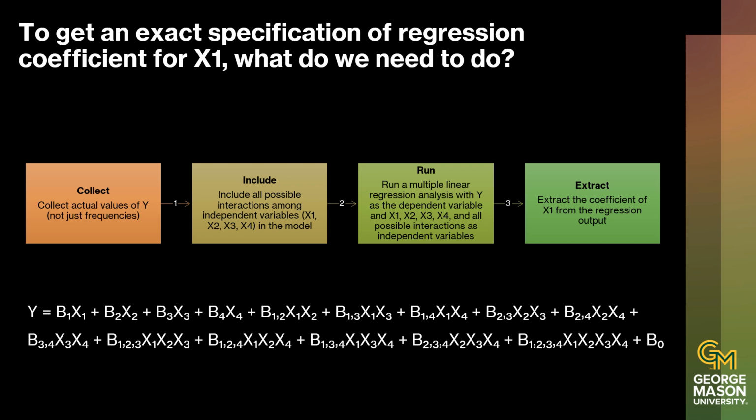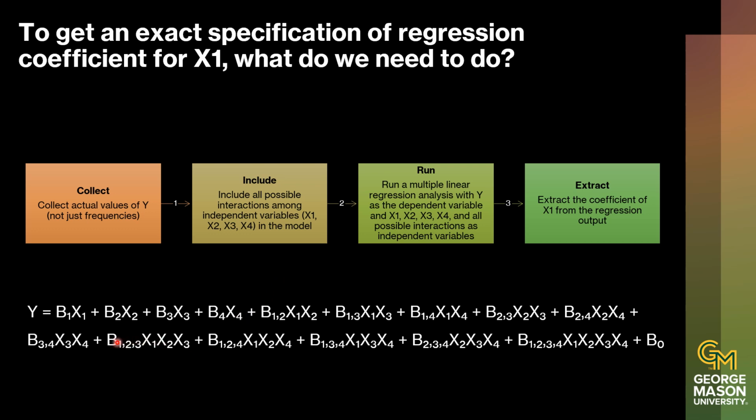Now to get an exact specification of regression coefficient for x1, what do we need to do? It's in 4 major steps, whereby we start by collecting all actual values of y and not just frequencies. We then continue to include all possible interactions among independent variables, that's from x1 all the way to x4, in the model. And then we run a multiple linear regression analysis with y as the dependent variable and x1 all the way to x4 and all possible interactions as independent variables. And then we extract the coefficient of x1 from the regression output.